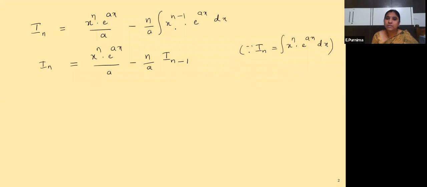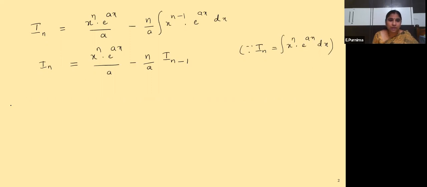Okay, same thing similarly if you observe this one, in place of n minus 1 we can write here, in place of n we can write n minus 1. The rest of the function is the same. So that means here, In is equal to x to the power of n into e to the power of ax by a minus n by a into In minus 1. So what is our In? Actually, In is nothing but our given sum.